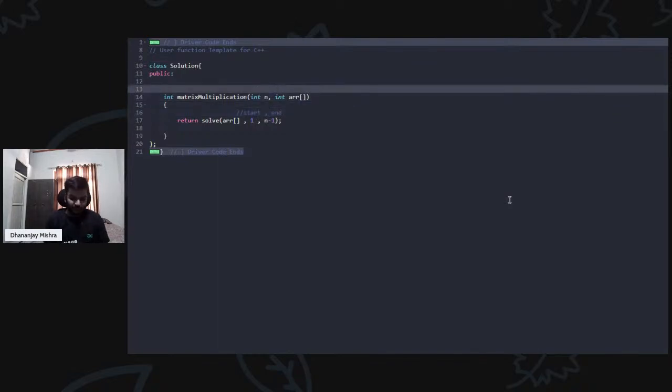Now let us move on to the main helper function, that is solve. We passed an array, and we had a start, and we had an end.